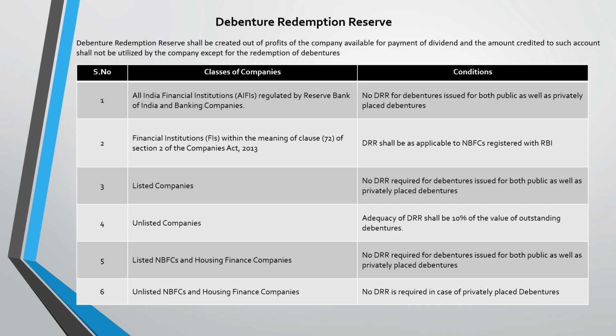So which are the companies who are required to create this debenture redemption reserve? Only the unlisted companies are required. That too, unlisted NBFCs and HFCs, that is non-banking financial corporations and housing finance companies, are not required to create this debenture redemption reserve. Only the other unlisted companies are required to create it, and it is 10%.